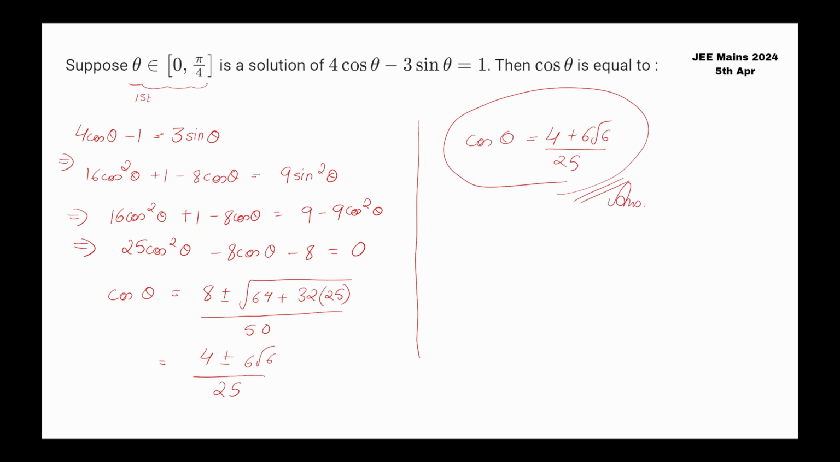Now, of course, if the question had told us that we need to rationalize the answer further, we could simply have multiplied 4 minus 6 root 6 in the numerator and denominator and rationalized the answer. So we'll leave it up to here, because this is what they've asked us. So this is how you find your cos theta.